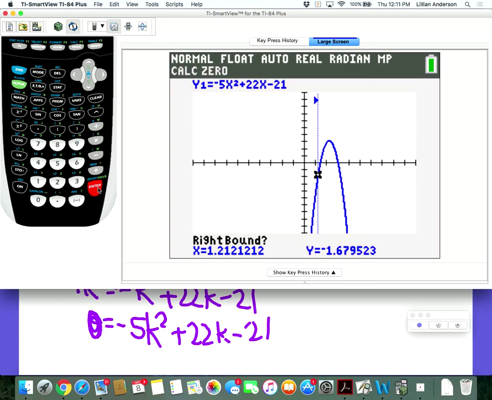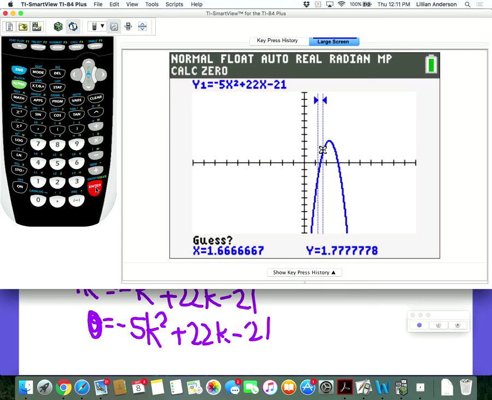Now it says right bound. You have to go to the right of this x-intercept. So I'm going to continue to go over, move my cursor. My cursor is now to the right of this x-intercept. And click enter one more time.